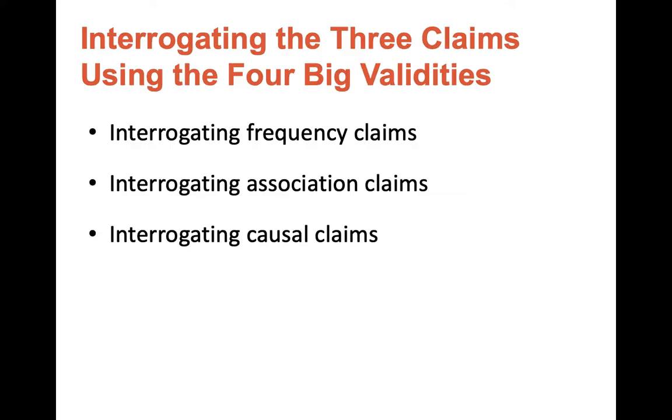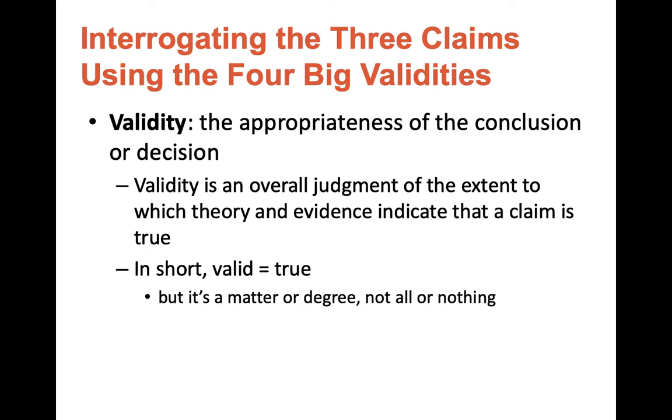All right. So, interrogating the three claims using the four big validities. I'm going to go over interrogating frequency, association, and causal claims. First thing, let's define validity. Validity is the appropriateness of the conclusion or decision. So validity is an overall judgment of the extent to which theory and evidence indicate that a claim is true.